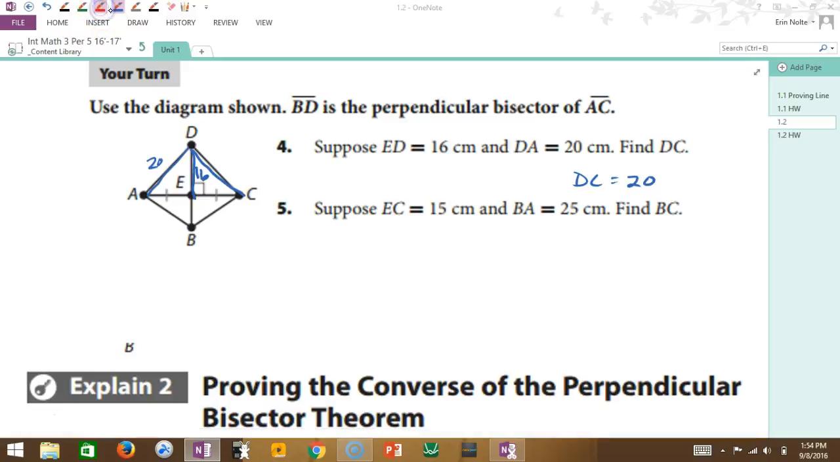Number 5 says that this time EC is going to be 15. I'll write this in red this time. BA is 25. So what is BC? 25. Too easy. Let's make it harder.